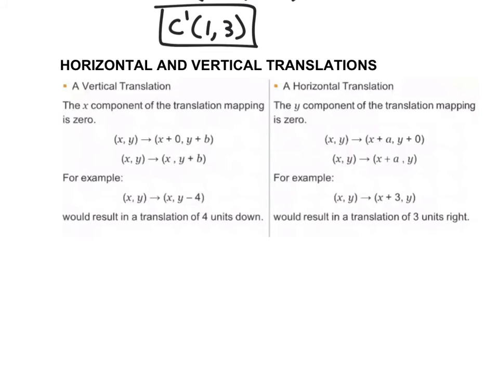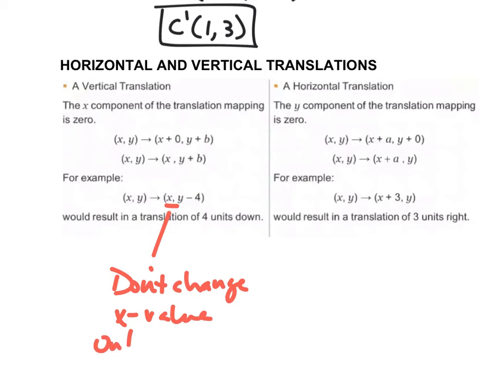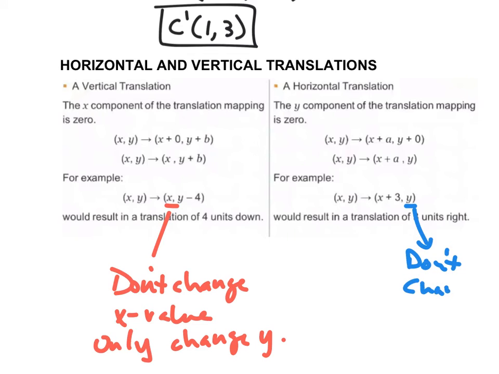So when you see this rule here, where you just have a single x, what this means is that you don't change the x value. You only change y. And it's the opposite for a horizontal translation. Here you don't change the y value, you only change the x value. So only the x value, and that's all you're doing.